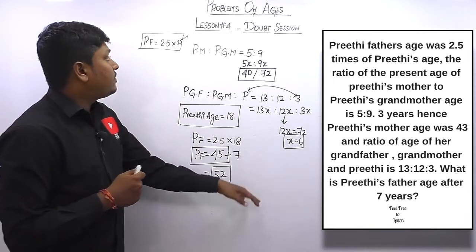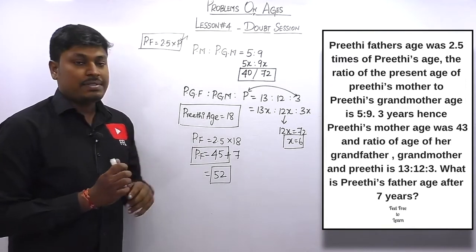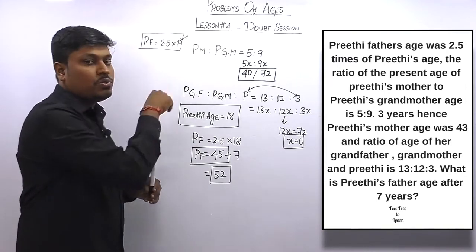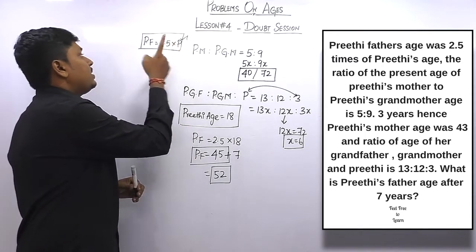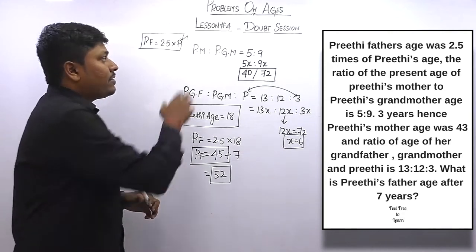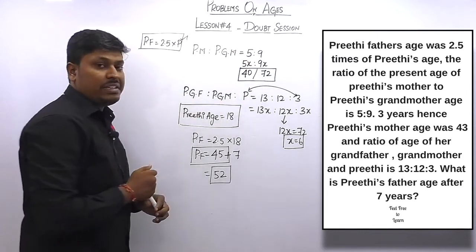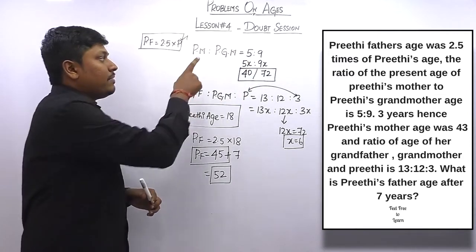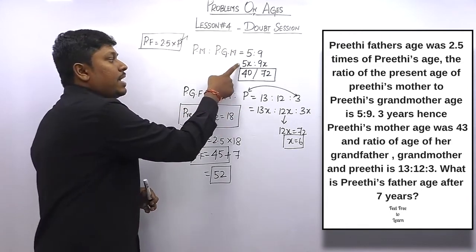First, our target is to find Preeti's father's age, and in the first point they have given that Preeti's father's age is 2 times the age of Preeti. So only if you find Preeti's age can we find Preeti's father's age, no other way. In the second point, Preeti's mother and Preeti's grandmother's ages are in a ratio 5:9, and after 3 years Preeti's mother's age is 43, then definitely we can say before 3 years her age will be 40.